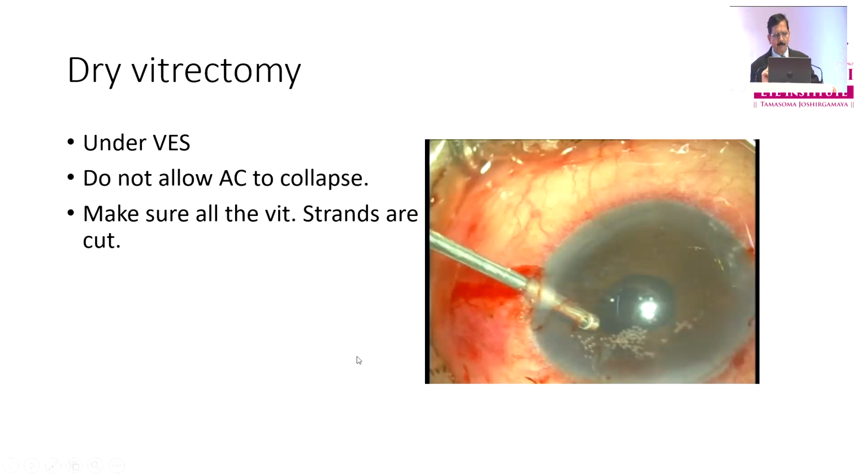Anyway, dry vitrectomy is under viscoelastic substance. Why dry? Because the vitreous has a tendency to prolapse through the ports. So, in case there are vitreous strands in the side ports or the main entry, we should deal with those. And one thing that we should do is not allow the anterior chamber to collapse. So keep on injecting viscoelastic as the vitrectomy goes on, and make sure that all the strands which are prolapsing out of the anterior chamber are cut, so that we can go on to the next step.